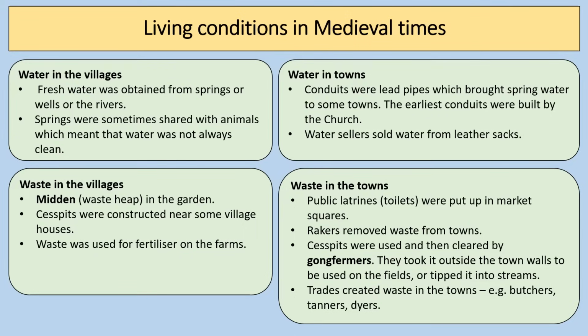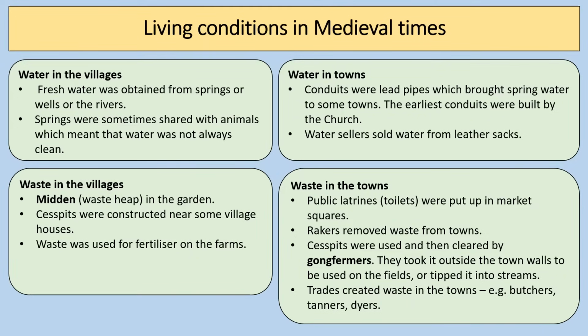In terms of waste in the villages, there would have been what was called a midden, or a waste heap, that was put in the garden. So all the waste would basically be heaped up, and then eventually some of that would probably be used as fertilizer for the farmland. Cesspits were constructed near some village houses. A cesspit is basically a big hole in the ground and the waste goes into the pit.